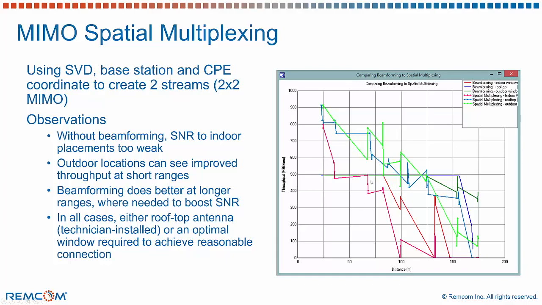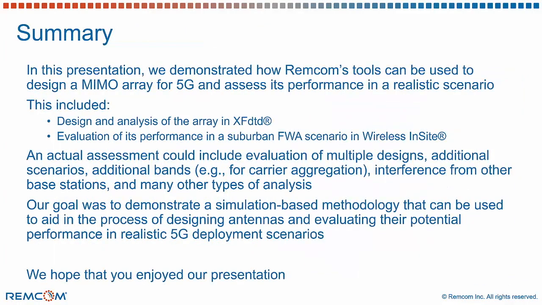As we move out to a little bit past 60 meters or so, these start to drop, especially for the indoor case. And as we get toward the end of the street, the spatial multiplexing is just not getting as much gain as the beamforming, and the beamforming starts to outperform. This concludes our demonstration. Thank you for joining us today.